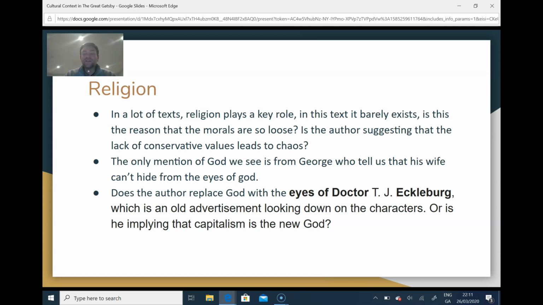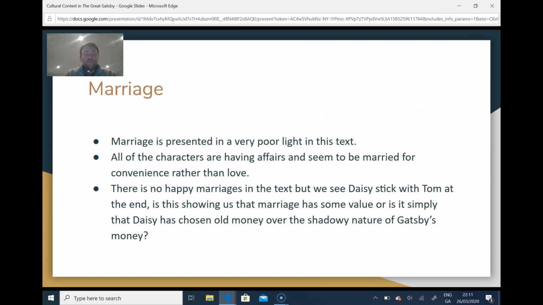Is it that the eyes of capitalism, which they see as their God, and in many ways, money is a god to Gatsby and the likes of Tom because they value it above all else? So that's a question. Again, it's an interpretation. It's up to you. You can make that interpretation. Okay. So marriage. The last one we're going to look at now is marriage.